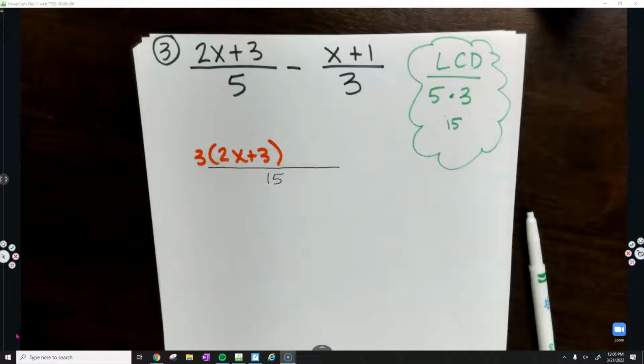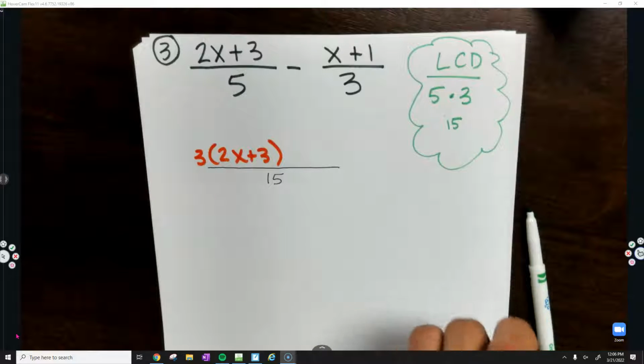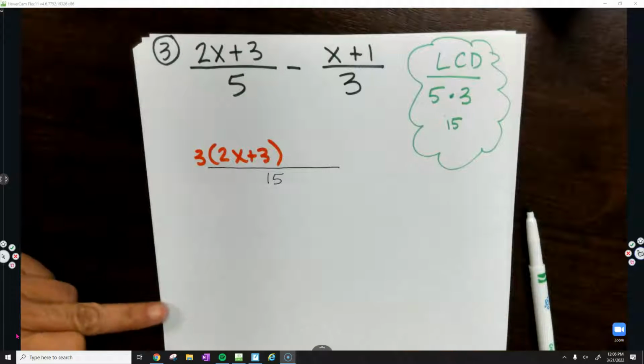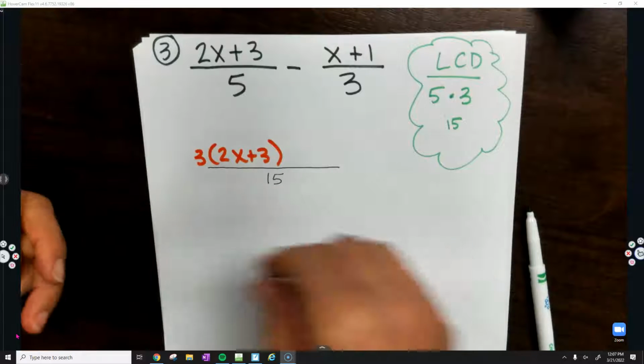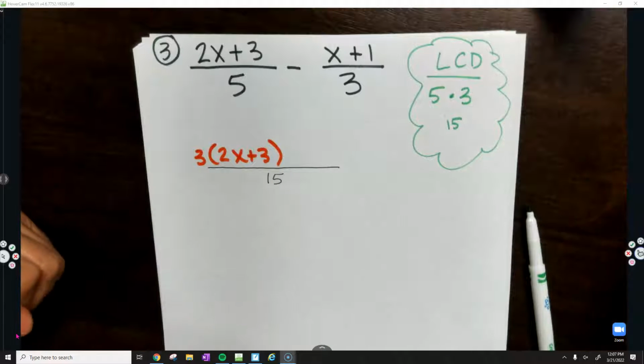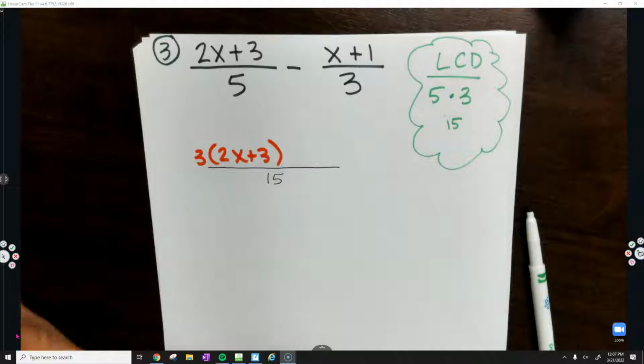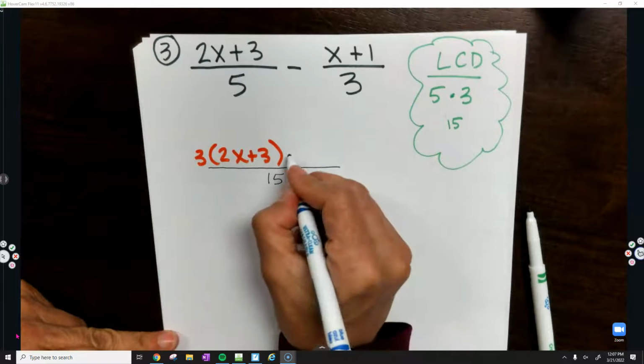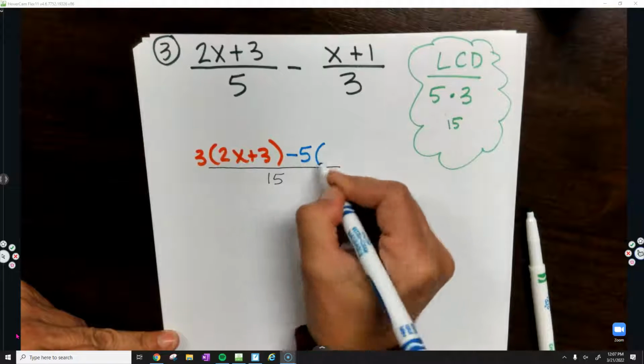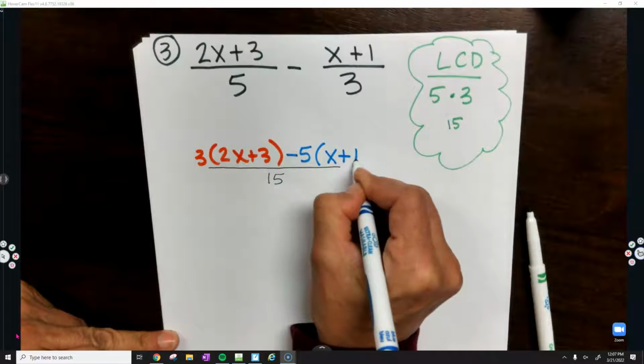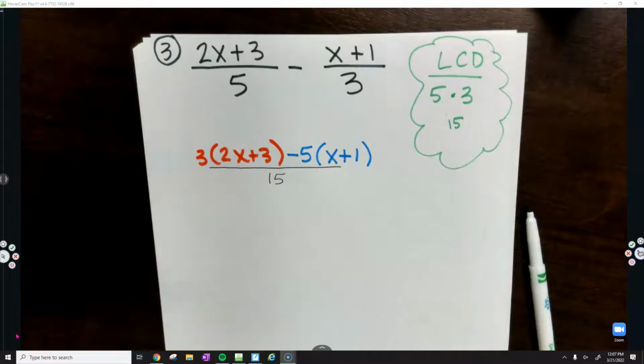So that other fraction, it had a 3, but it didn't have a 5. But y'all, it's also being subtracted. So remember, you will have to distribute a negative. I'm just going to distribute a negative to the 5 that's missing, like this. And then, of course, just take your time, distribute, combine like terms, and then we'll see what happens next.